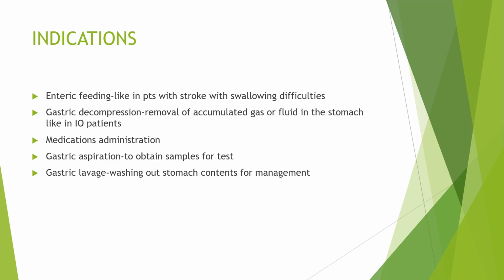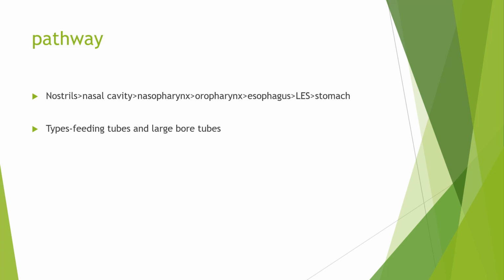Then gastric lavage, found in poisoning, majorly washing out stomach contents for management. The pathway is: nostrils to the nasal cavity, to the nasopharynx, the oropharynx, esophagus, lower esophageal sphincter, to the stomach.